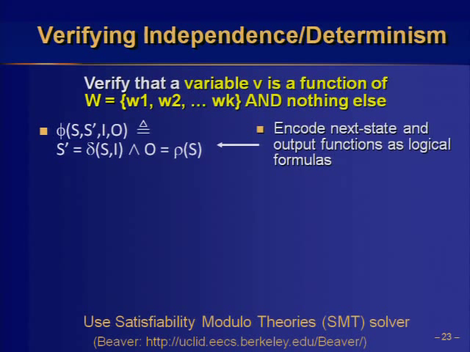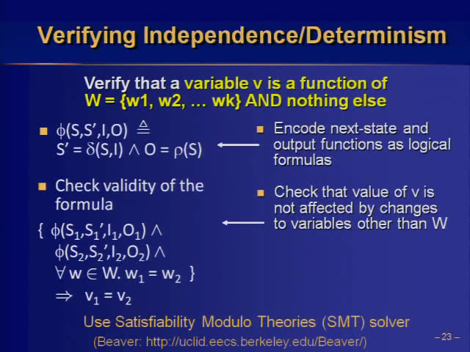Very briefly, here's how we do it. On the left-hand side of this slide, I have the logical expression. On the right-hand side, I have the English language description of what that logical expression is doing. So first thing we do is we encode the next state and output functions as logical formulas. And then the second thing is we construct another formula which checks that the value of V is not affected if variables other than W were to be changed in a step. So in particular, what this is saying is that if I had two executions encoded by these two expressions, where the values of all variables in W were kept fixed, the same in both of these executions, but the values of other variables could possibly change, then I know that the value of V will stay the same in both executions.